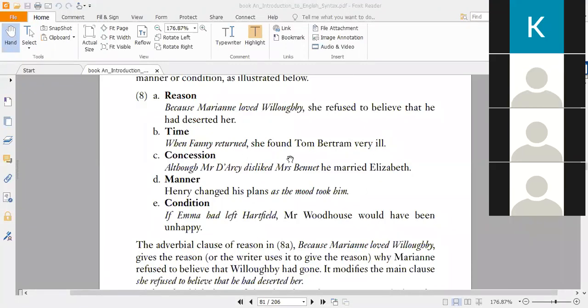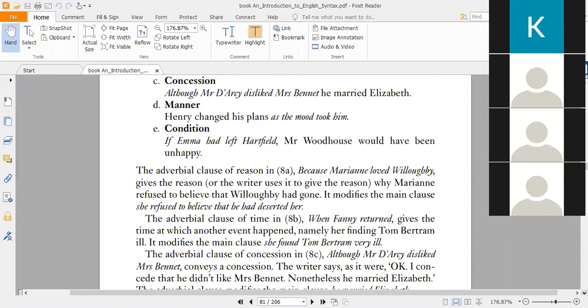So there are five kinds of adverbial clauses: reason, time, concession, manner, and condition. And the very first word in that clause tells us about the behavior of that clause. For example, because tells us this is an adverbial clause of reason. When tells us this is an adverbial clause of time. Although tells us this is an adverbial clause of concession. As tells us this is an adverbial clause of manner. And if shows that there is a condition.